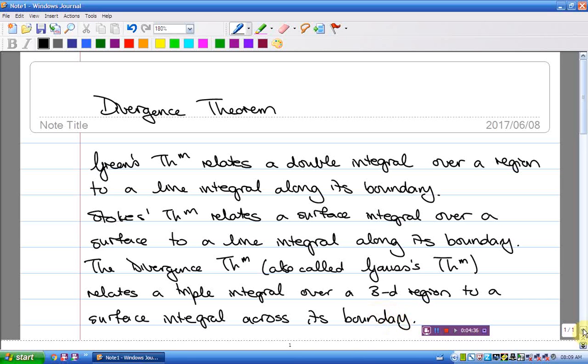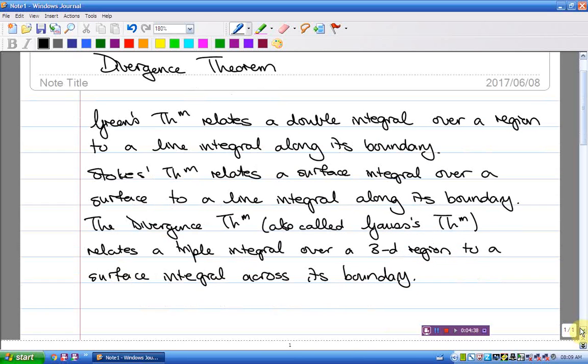So if you think about the expressions that are present in Green's theorem and Stokes' theorem, on the one side you've got two integral signs, and on the other side you've got a single integral sign. In divergence theorem, each of those steps up. On the one side you've got three integral signs, and on the other you've got two integral signs. Those two integral signs are related to a surface integral.